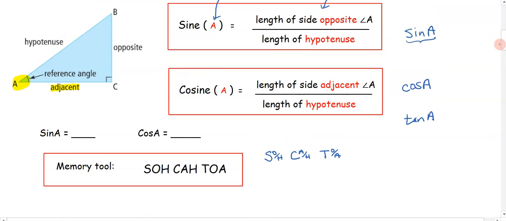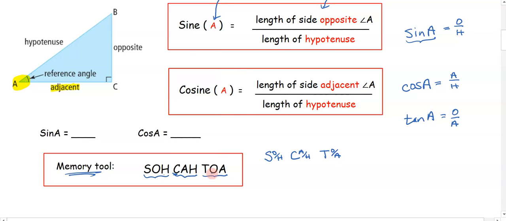And here is a nice little memory tool to remember the three ratios. The sine of an angle is equal to the side opposite as compared to hypotenuse, which is the SOH. The cos of an angle is equal to the side adjacent as compared to the hypotenuse. You can see that the cos is adjacent as compared to hypotenuse. And the tan of an angle is the opposite as compared to adjacent. And so that would be that portion. Some people remember the acronym or the word SOHCAHTOA. So that helps us remember the three ratios.